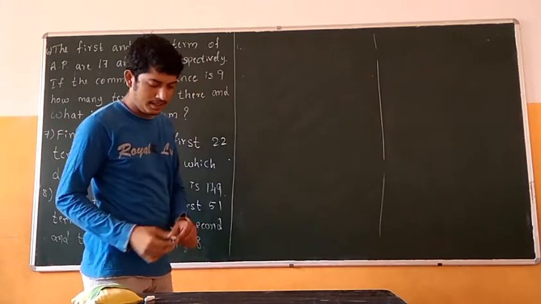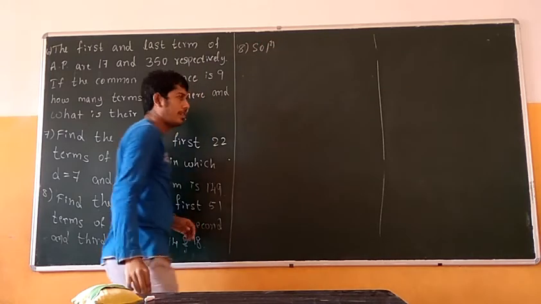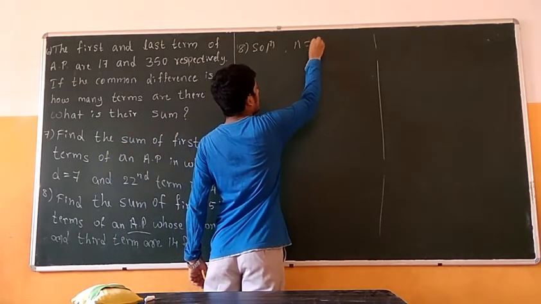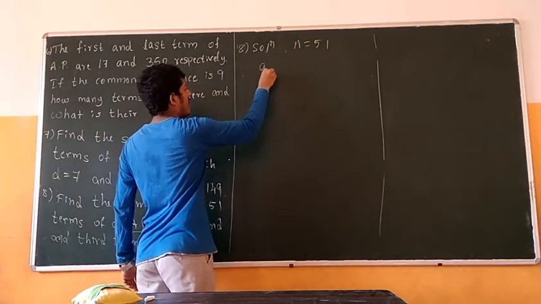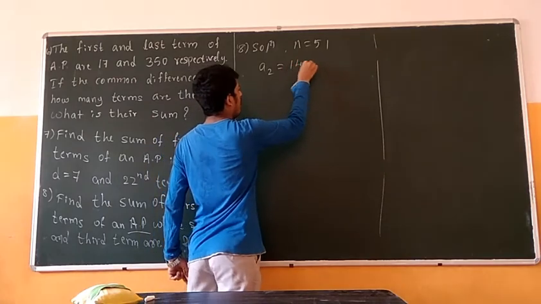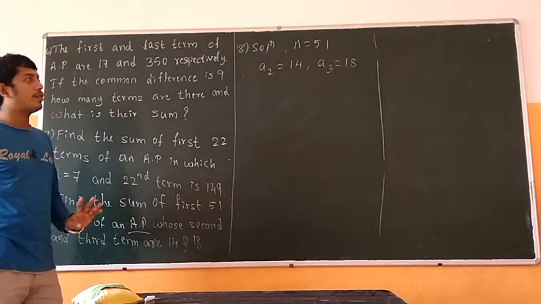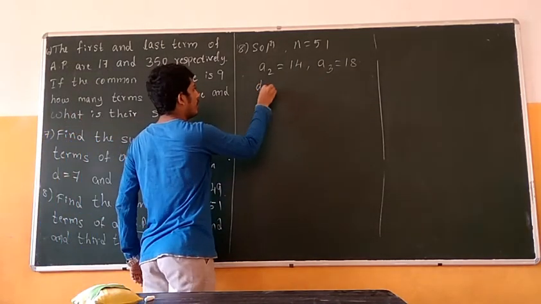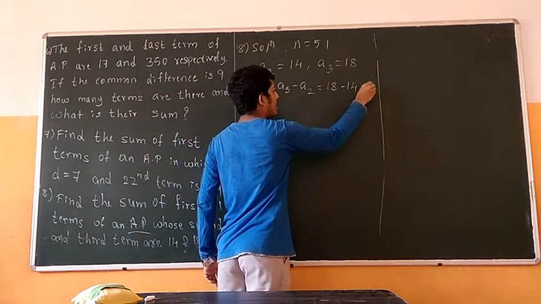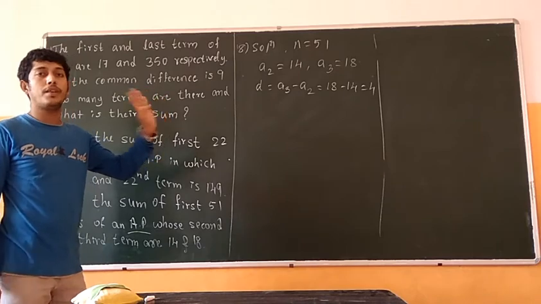First, we have to write the given data. Given data here is n equal to 51. Then the first term is 14, the second term is 14, and the third term is 18. Now we have to find the value of d. So the value of d is equal to a3 minus a2. It becomes 18 minus 14, which gives the answer 2. Now we got the value of d.